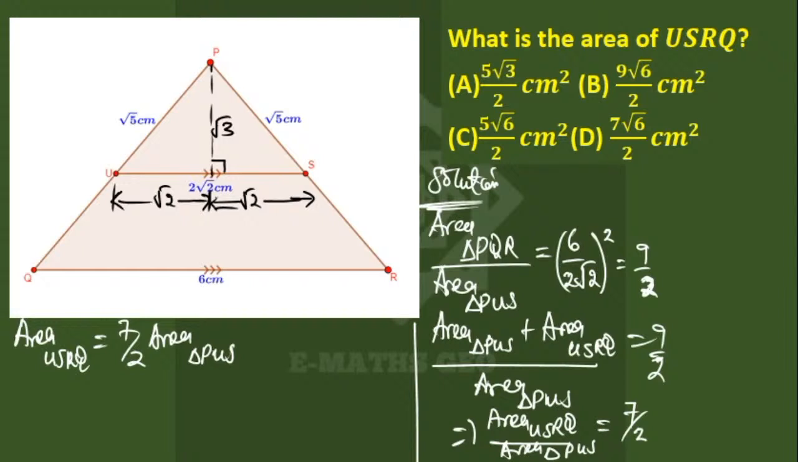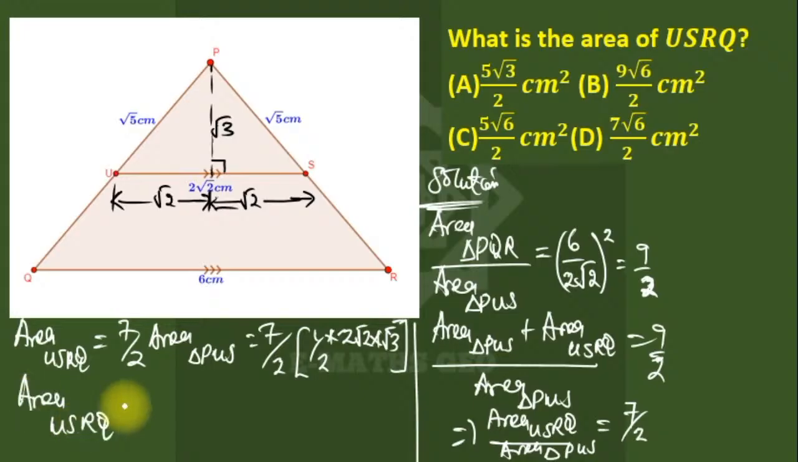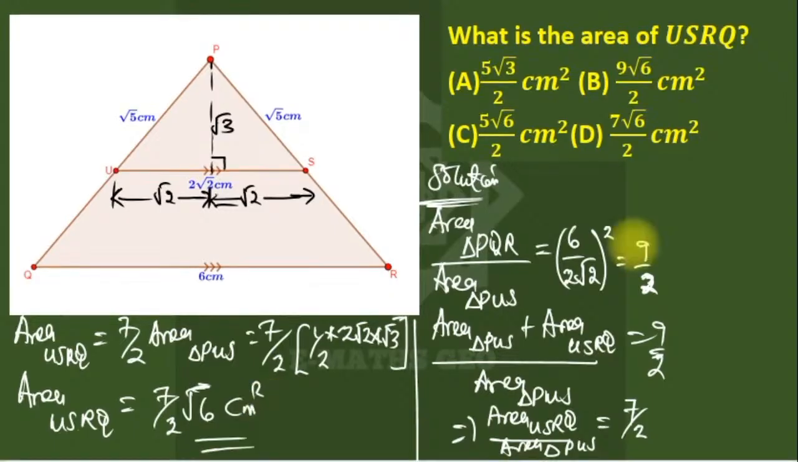So we now go back. This is now 7 over 2 times half. The base is 2 root 2. The height is root 3. Therefore, the area we are looking for is now 2 root 6, so 7 over 2 root 6 cm squared. So that's option D.